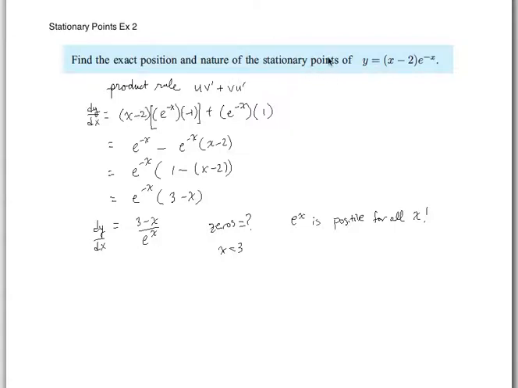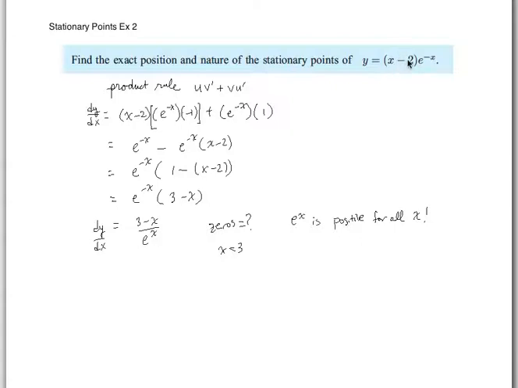So nature of the stationary points probably means we need to classify them as maxima, minima, or points of inflection, right? The exact position of a point would probably mean I need to find the coordinates of the point. So not just finding the x value, but also the y value of the stationary point. So what are the coordinates of my local maximum or minimum or point of inflection? And we can do that just by finding the x value and plugging it back into our original equation, right? So that's what we'll be doing here.